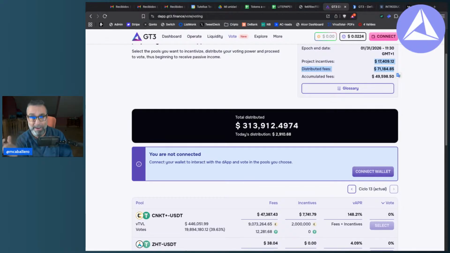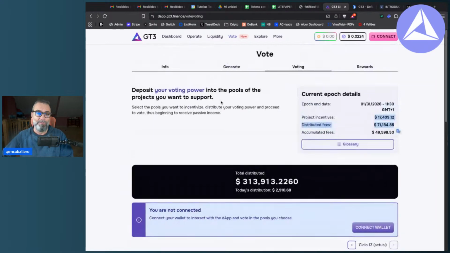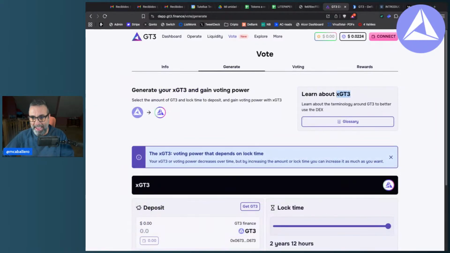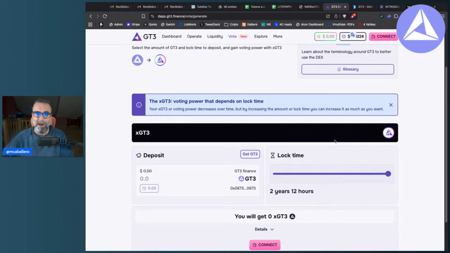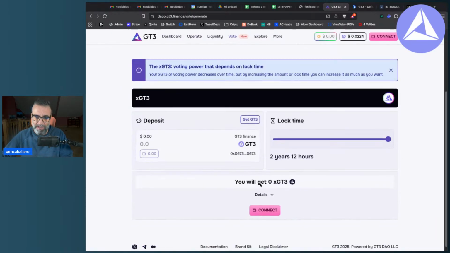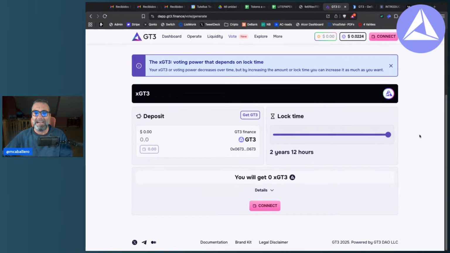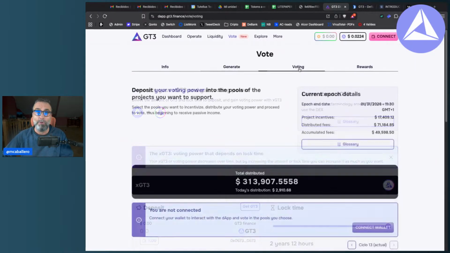This is something crazy because this money in other DEXs is shared between the stakeholders of the company, right? As GT3 is a decentralized protocol, we share this revenue between the GT3 lockers. So the more GT3 you generate in the way of XGT3, the more voting power you get. You can lock until 2 years, and the more passive income you will get.